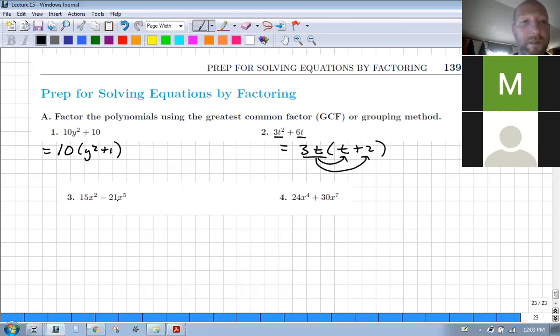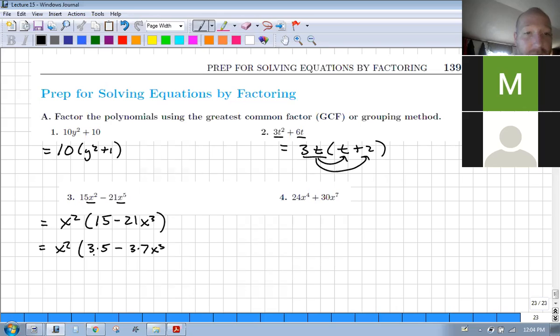All right, this one, you've got an x squared and an x to the 5th. If we pulled an x squared out, we have 15 minus 21x cubed. Let's see. 15 is 3 times 5, right? And 21 is 3 times 7. Notice they both have a 3 here. So let's pull that 3 out. 3x squared, left with a 5 minus 7x cubed.